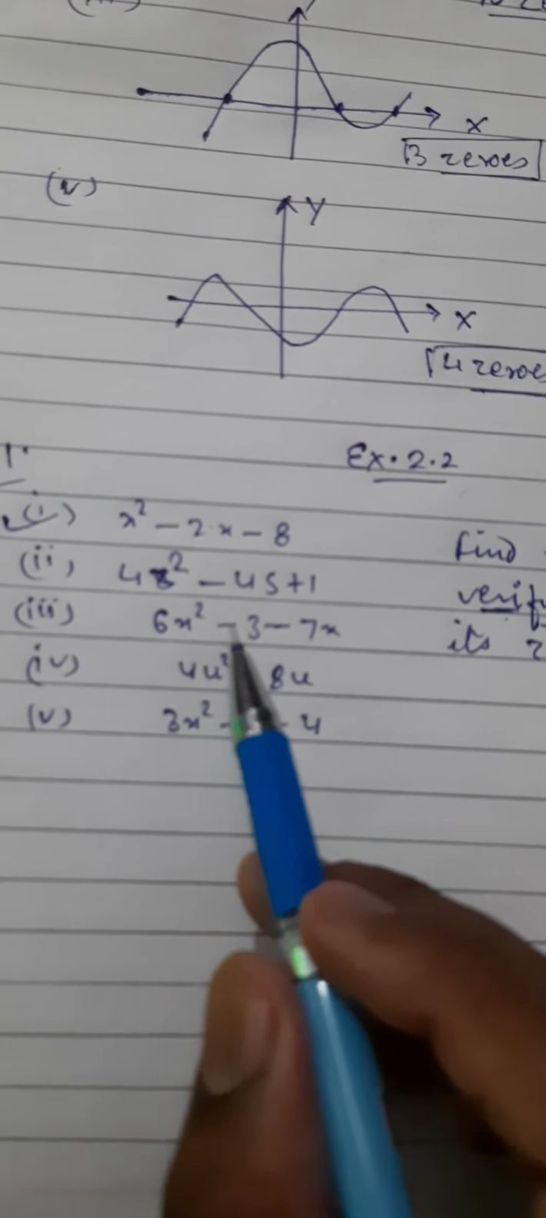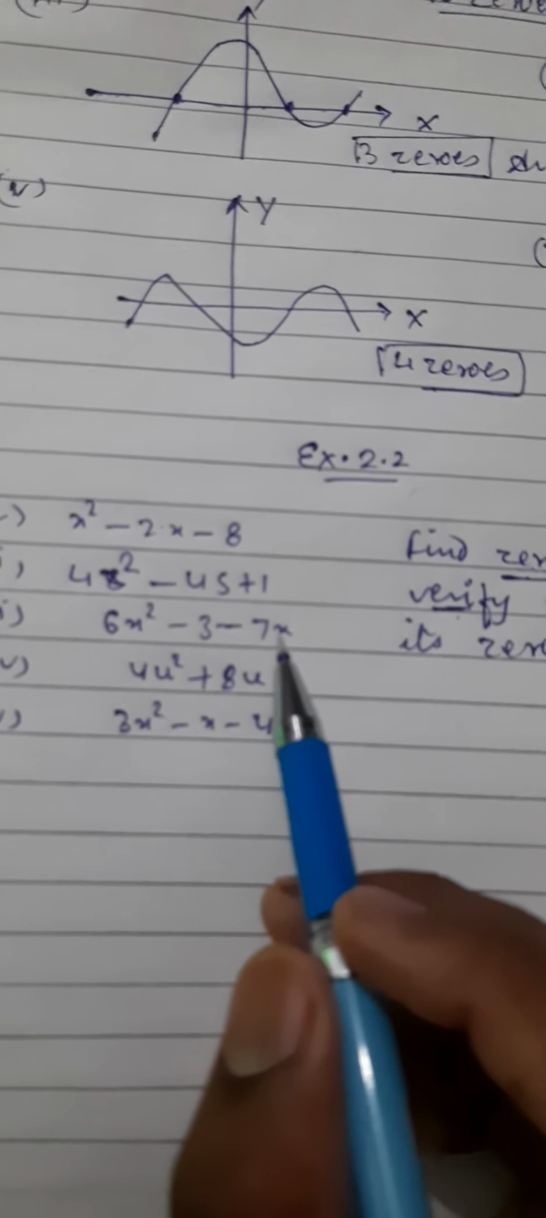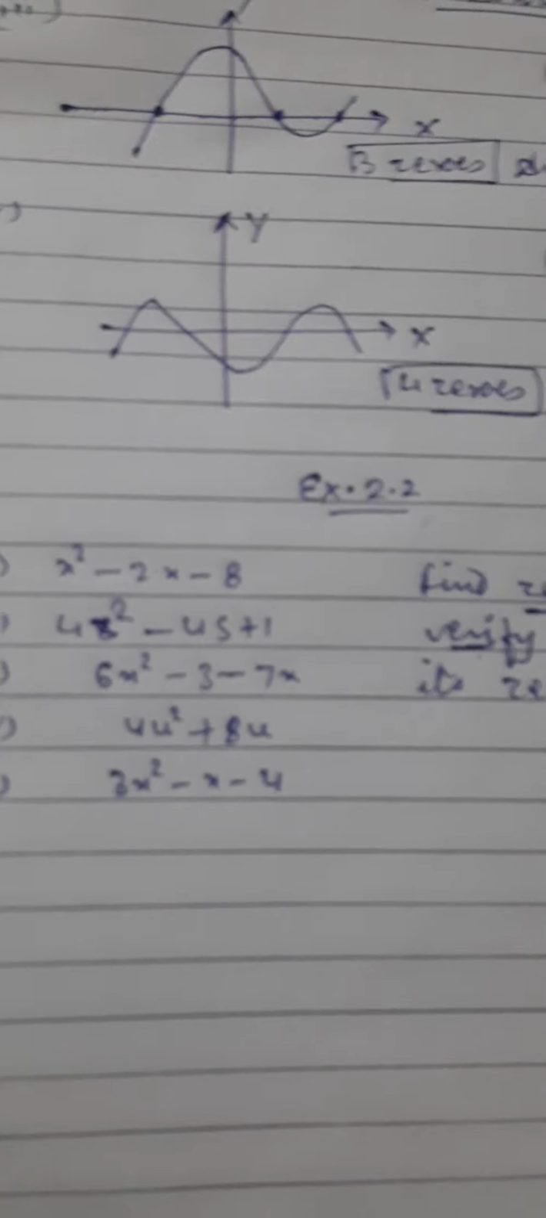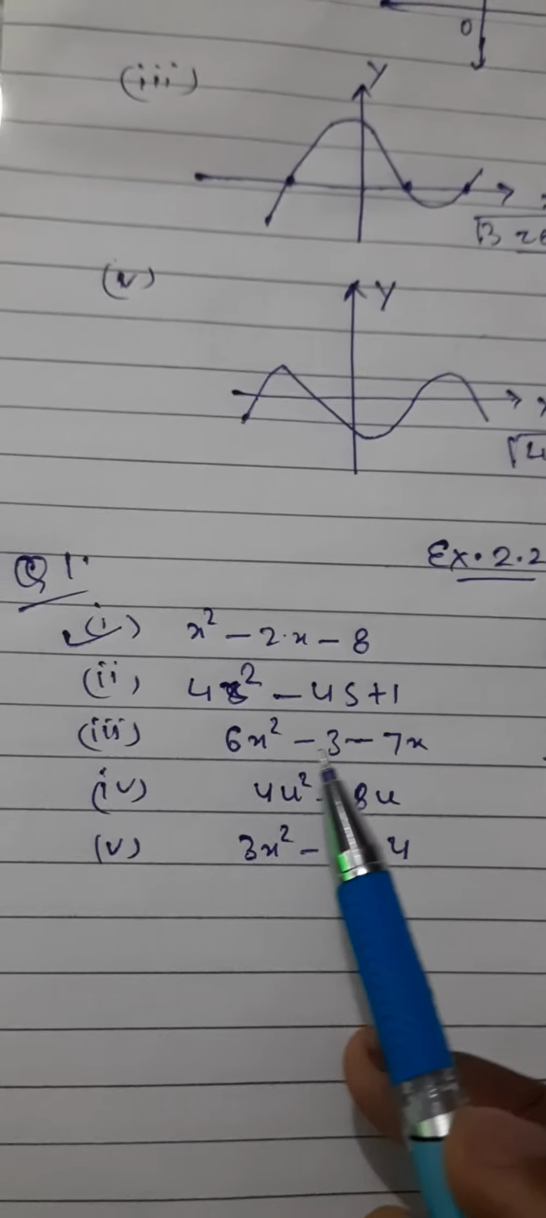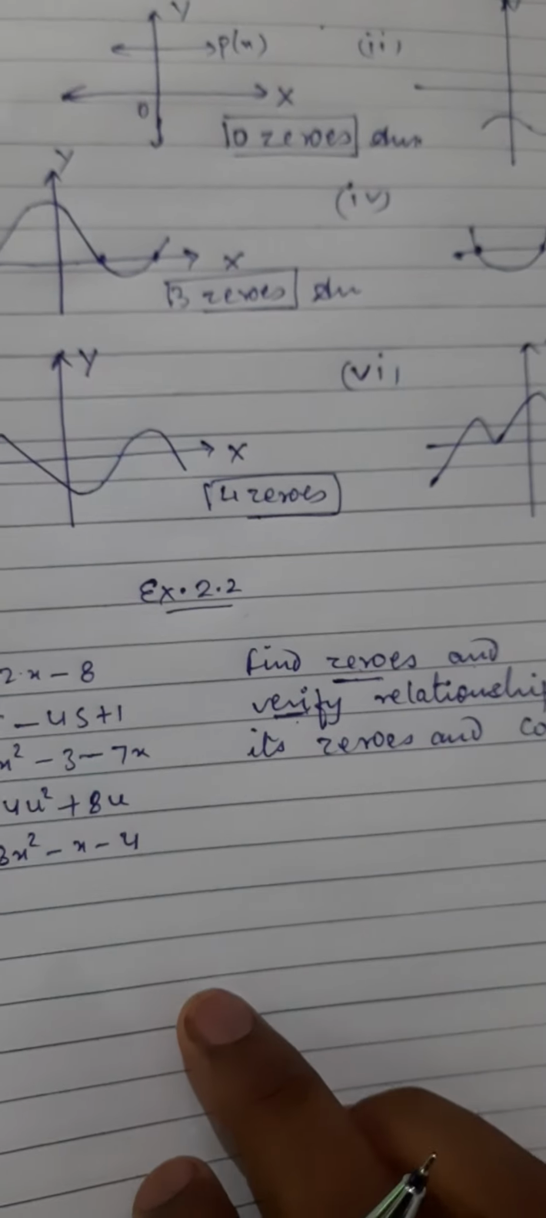the x square term, after that the x term is in last, so we will rearrange this first. Okay, after rearranging we will do it. So I will solve the third part also for you. Check this. Its third part is 6x square minus 3 minus 7x, 6x square minus 3 minus 7x, this is equal to 0.